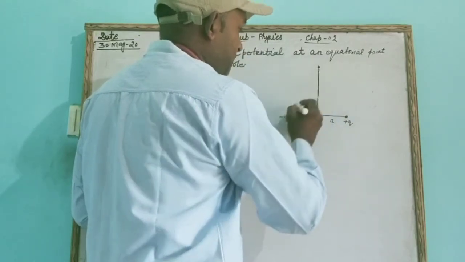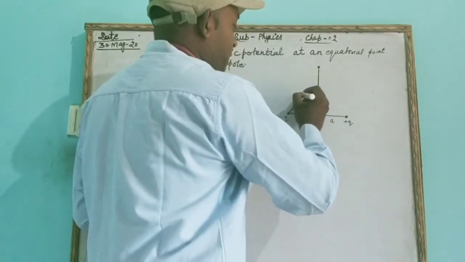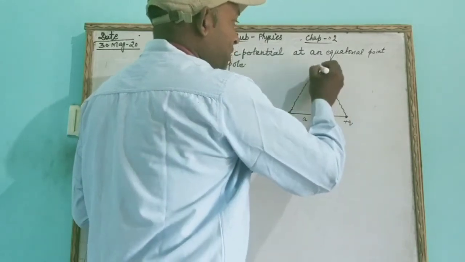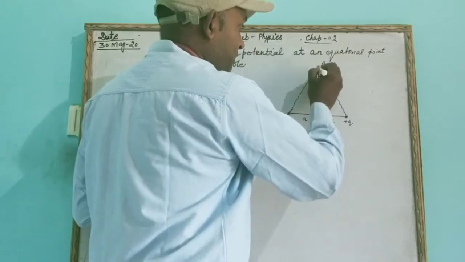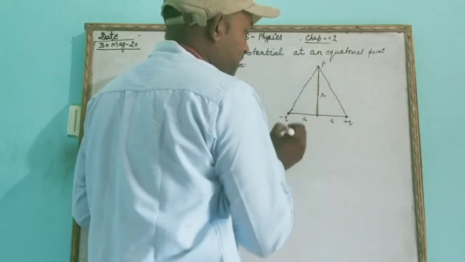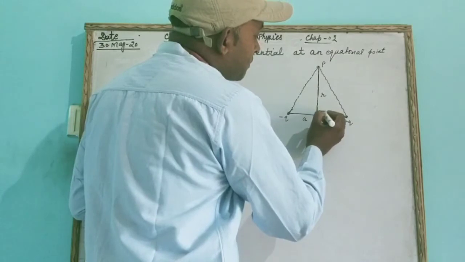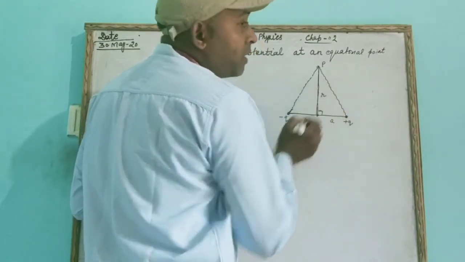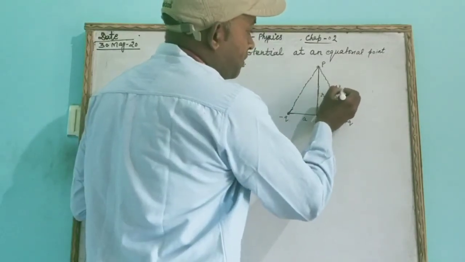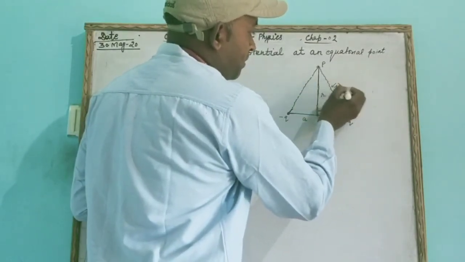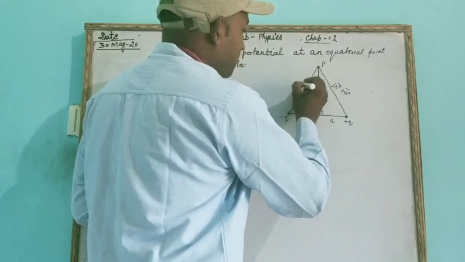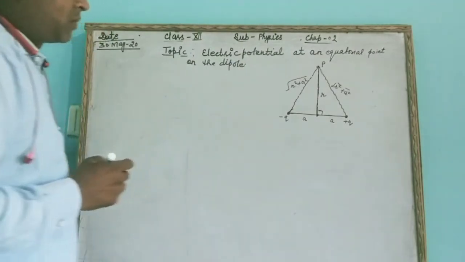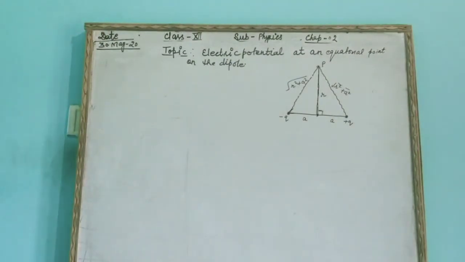Perpendicular point. Then join the point, and again join the point P. It is at distance r. This is the hypotenuse, perpendicular and base. So from the Pythagoras theorem, r square plus a square, and r square plus a square. It is the diagram of the equatorial point.